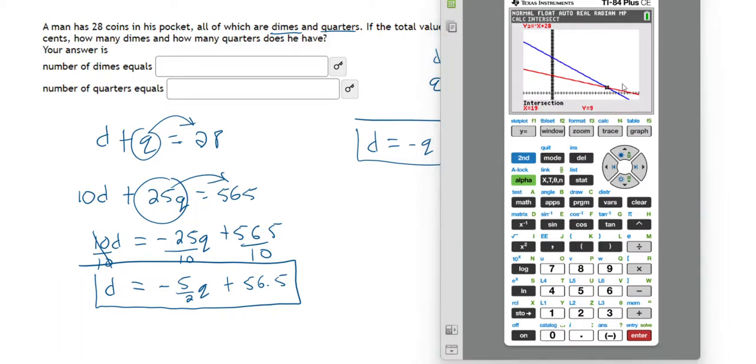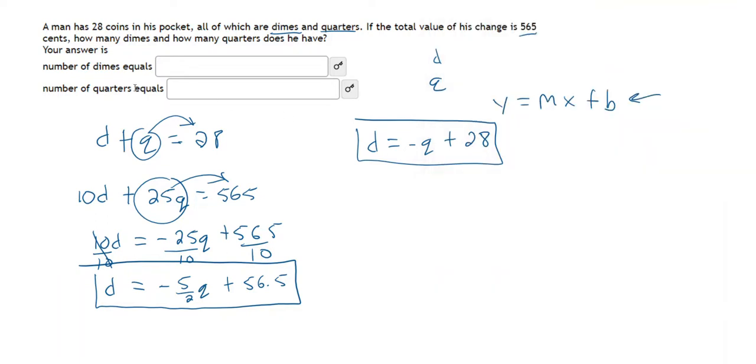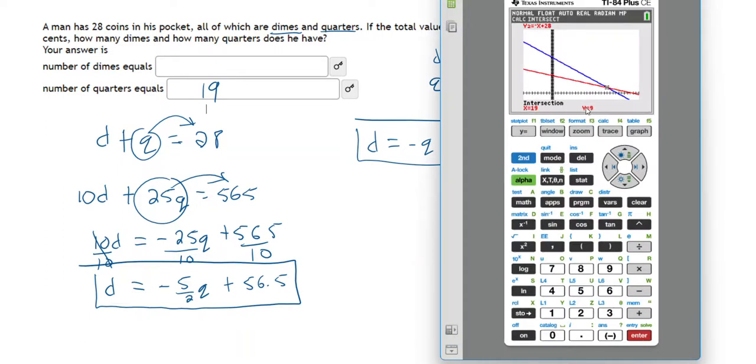So now just be careful on which one's which, right? This is my x-axis, so it's saying the x value would be 19. Just go back to our original equations and look at what we were calling our x value. This was our x value. That was our q. So the number of quarters is 19. And the number of dimes, my y value, would be 9.